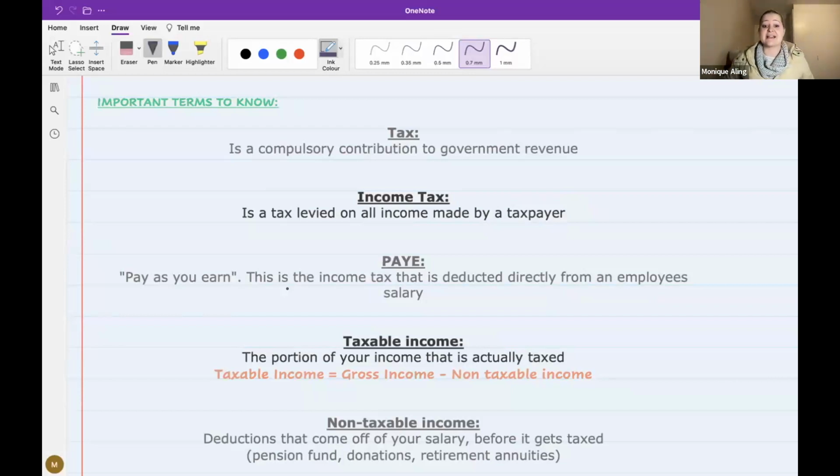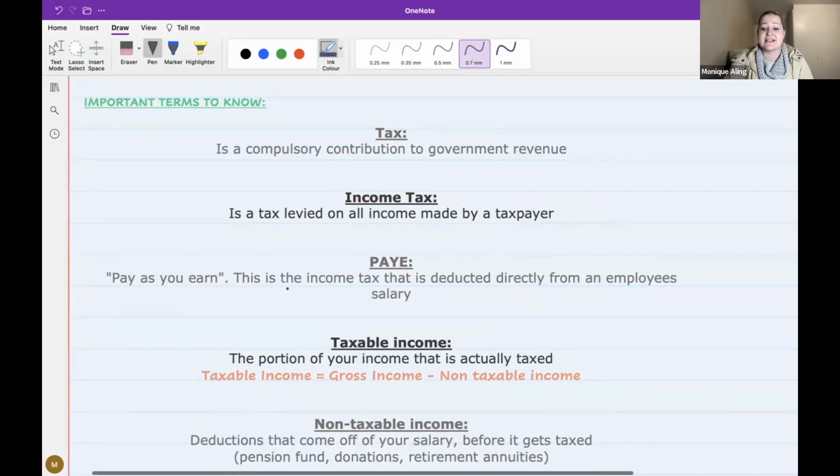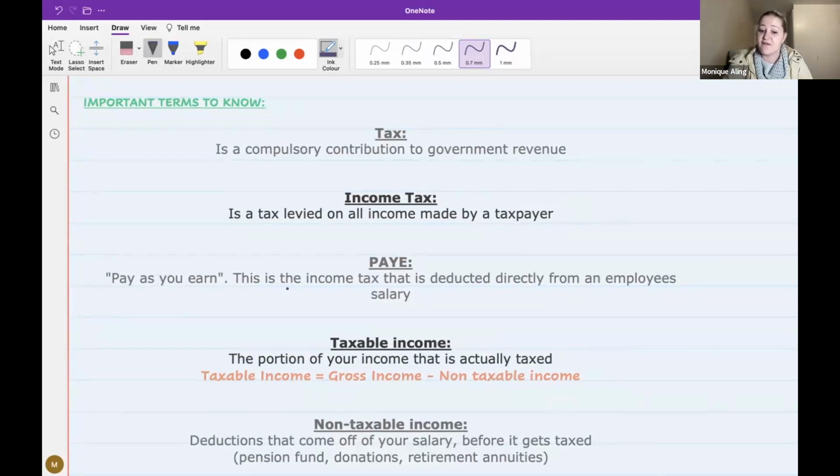Income tax is a tax levied on all income made by a taxpayer. So your income tax depends on your income. The higher your income, the more tax you are going to pay. Okay, and then pay as you earn. This is the income tax that is deducted directly from an employee's salary. So the pay as you earn tax comes off of your salary before it is paid to you. You'll see it on your pay slip.